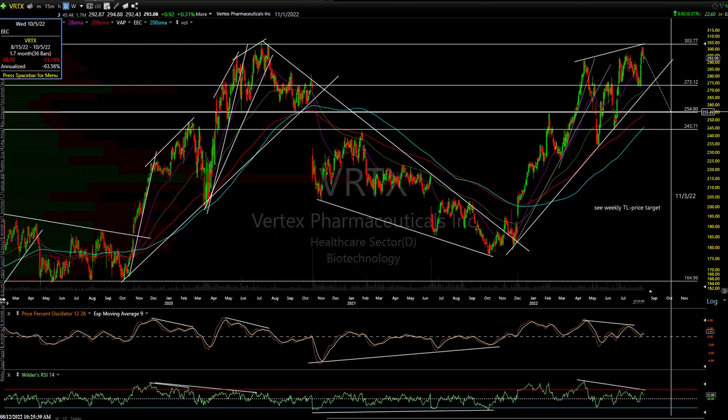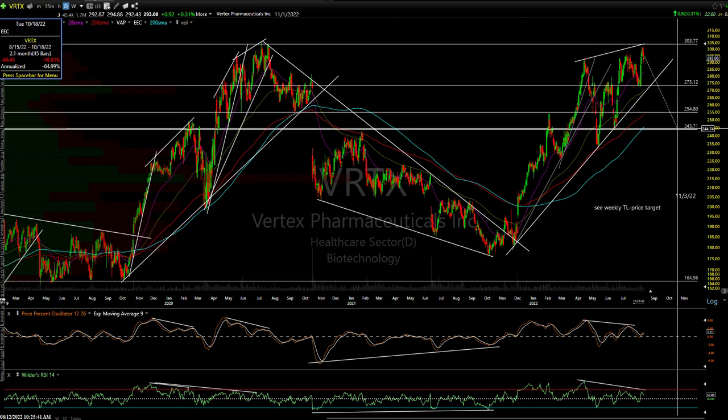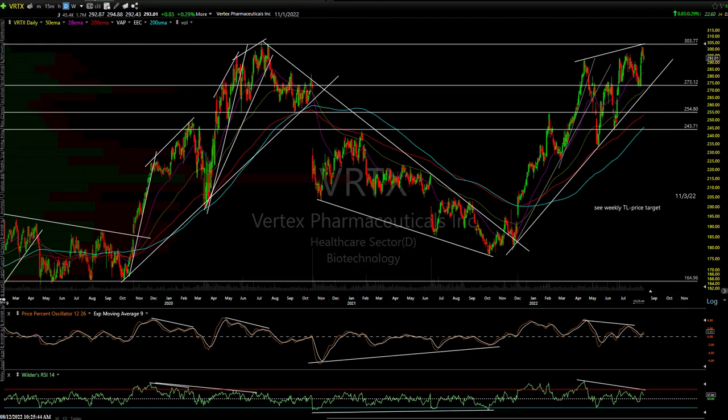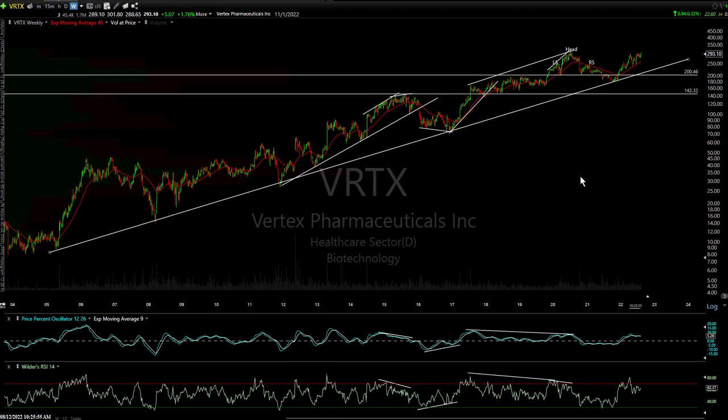Next target, 254.80, and then 243, with the next objective short entry to come on a break of the trend line and/or that 273 support. I have a little note to see weekly. By the way, they report November 3rd. This would also be a swing or trend target.